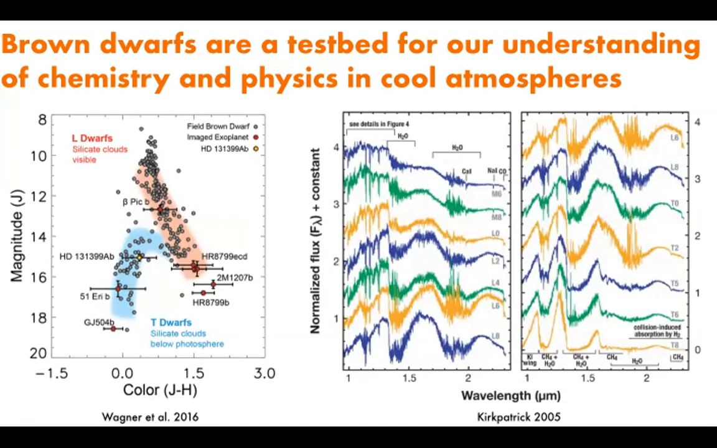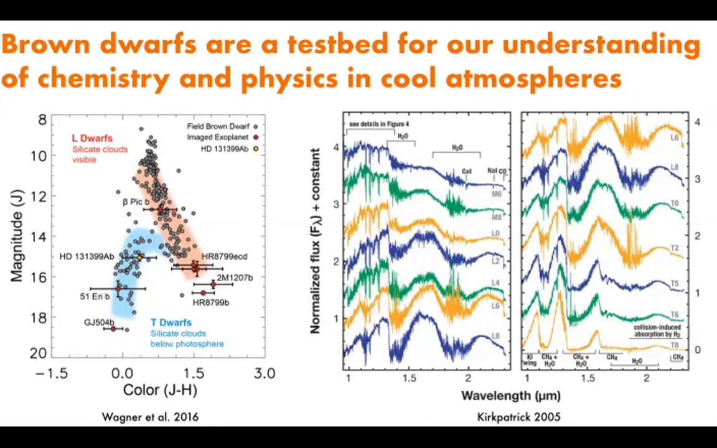Brown dwarfs and exoplanets can span a similar temperature range, meaning the important chemistry and physics that shape their atmospheres could be similar. However, we can generally get much higher quality spectra for brown dwarfs because they're not getting outshone by a host star. On the right here is a near-infrared spectral sequence of cool stars to brown dwarfs, where we can see the effect of decreasing temperature on the chemistry in these objects, for example, the appearance of the methane band in T dwarfs.